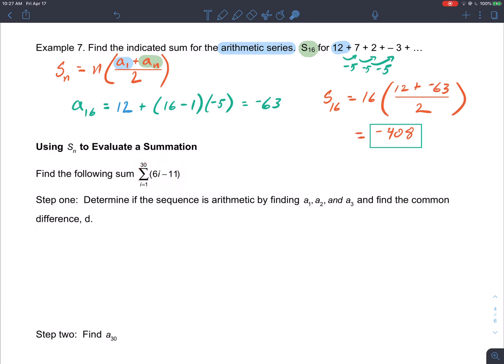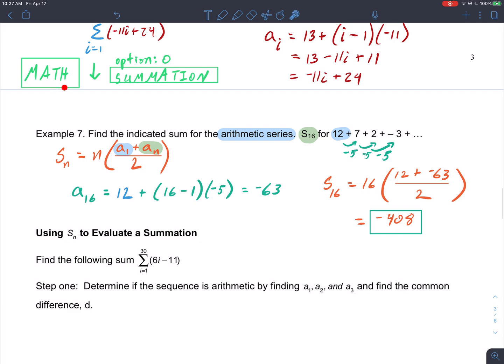Given this, you could simply plug it into the calculator, press math, go down to summation or option 0, and plug this directly into the calculator. You could evaluate that on the calculator very easily and get your sum of the first 30 terms, from 1 to 30. So this is equal to S sub 30.